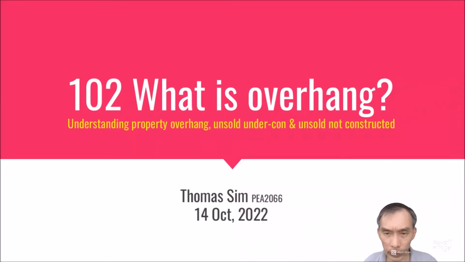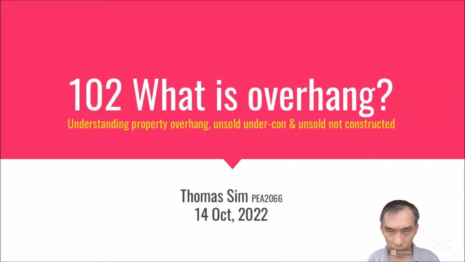So there are a few other terms, as I said. Understanding these terms, like what is property overhang, what is unsold under construction unit, what is unsold not constructed unit. So all these are terms used in NAPIC figures when trying to analyze the property environment, the property industry, for the government to monitor what are the conditions that the market is facing.